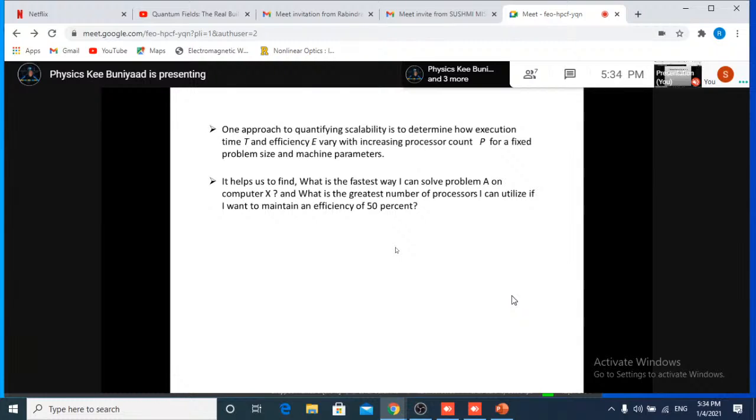And one more thing, efficiency 50%. Suppose you want 50% efficiency, then you can conclude the greatest number of processors that you can use to get the 50% efficiency.